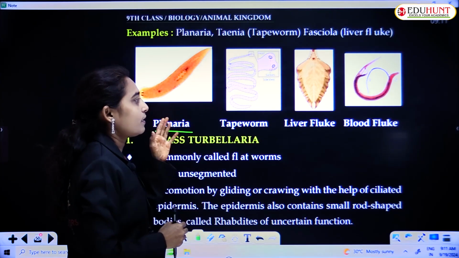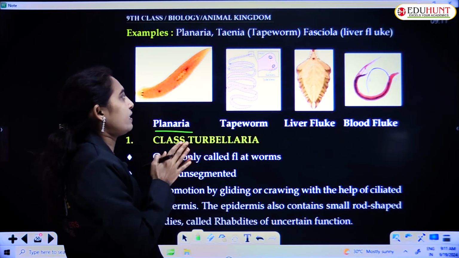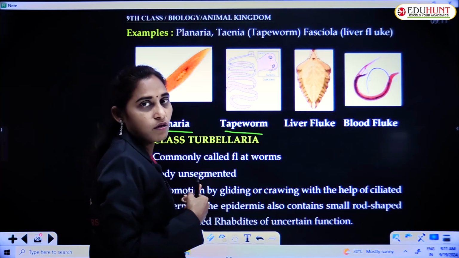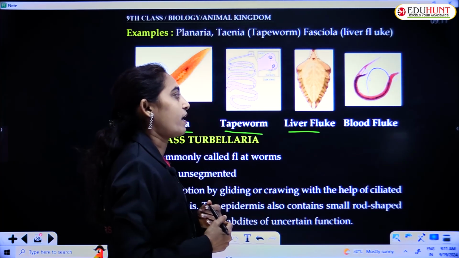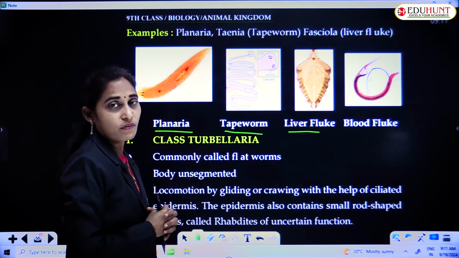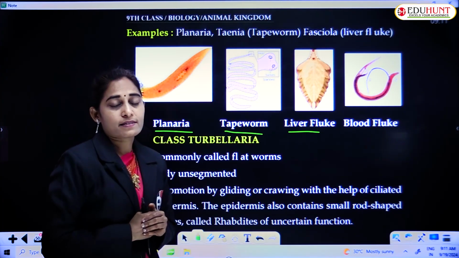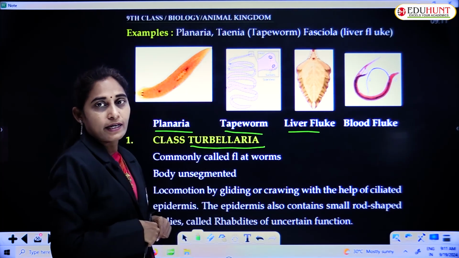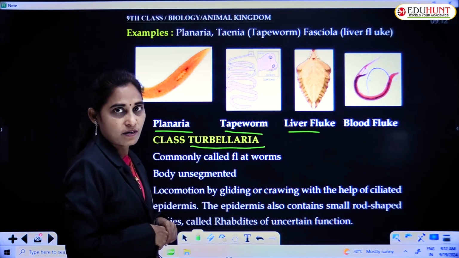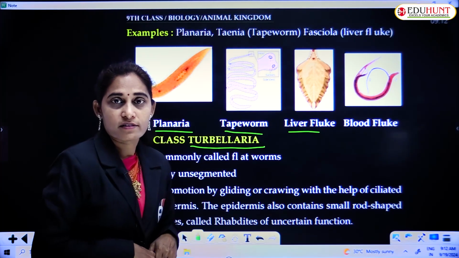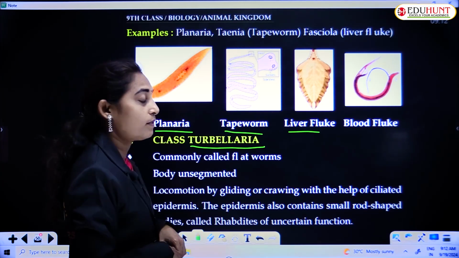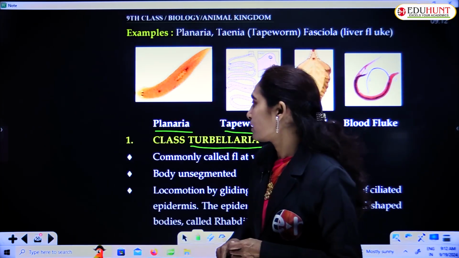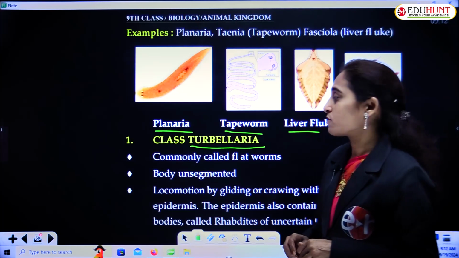If you see the picture, it shows the dorsoventrally flattened nature of the organism. Tapeworm is also flat. Liver fluke is also flat. Blood fluke. So these are the examples of the phylum Platyhelminthes, and it is classified into 3 classes: Turbellaria, Trematoda and Cestoda. These are the 3 classes present in the phylum Platyhelminthes.